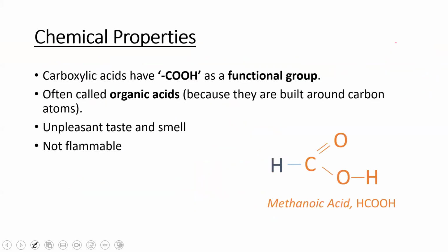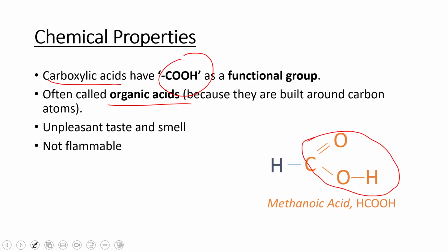Right, so chemical properties. Carboxylic acid, that is their functional group. They are often called organic acids, because they are also the fatty acids that you get from breaking down fats. The fatty acids are carboxylic acids. They have the COOH group, right? They are unpleasant and they are not flammable. And we pretty much know they're an acid because of the H on the end.